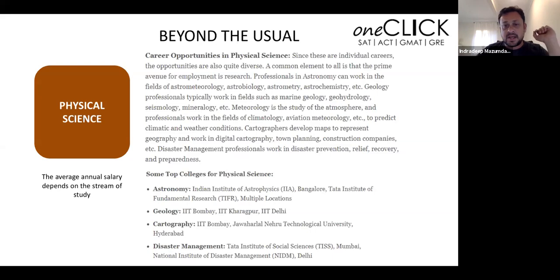Construction companies, disaster management professionals. So disaster prevention, relief, recovery, and preparedness. Like as an example, in Australia, you have the bushfire season. I'm pretty sure you guys saw what happened in November, December last year before COVID. Australia lost close to 1 billion wildlife. So every year there's this bushfire season, just like there is a drought season and then there's a flood season. So you need to prepare for that.